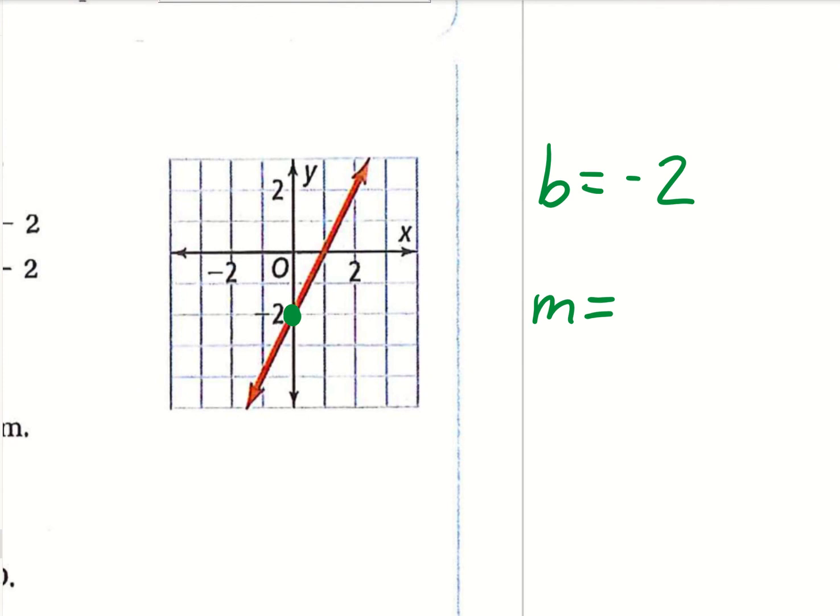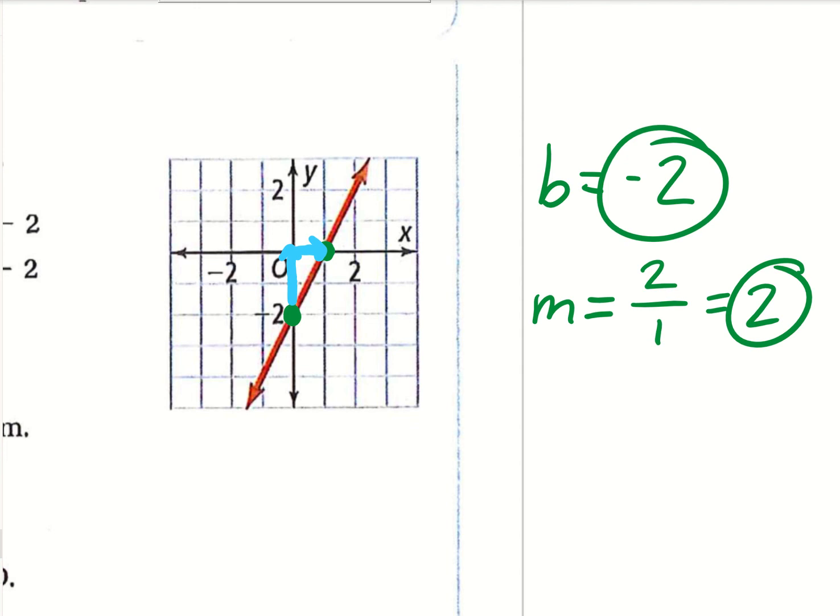And then we have our slope. Now I need to pick 2 points. I've already got one, our y-intercept. That's always really easy to work with. And then I will pick that point at 1, 0. Now I'm just going to do rise over run for our slope, just like we typically do. So we go up 1, 2, and then our run is over 1. So our slope would be 2 over 1, which equals 2.